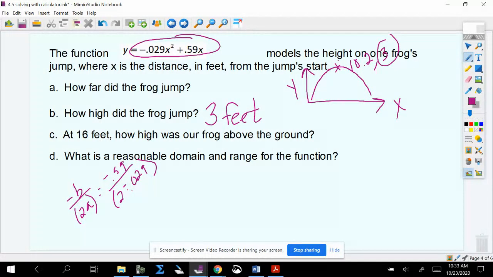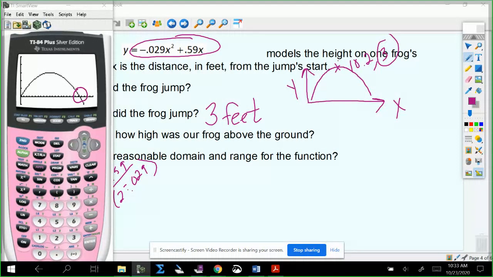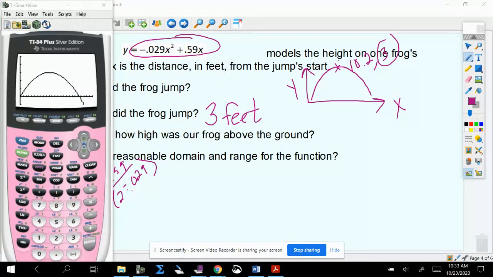For how far did the frog jump, I want to find when it gets to the ground, which is where it crosses the x-axis. So I am looking for this spot right here. So to do that, I'm going to use that 0 button again. I'm going to go to second, trace, 0. I want my cursor to be before it crosses. I can just hit enter now.